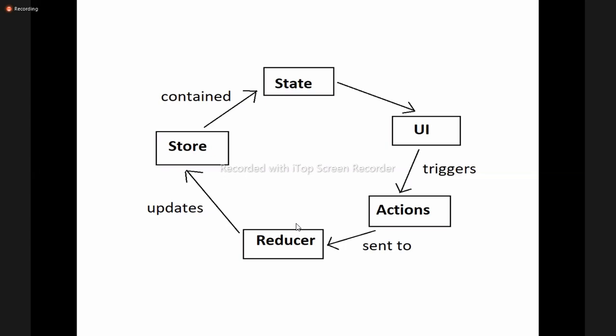That means we have state. From UI, user interface, we trigger the action. When we trigger the action, it will come to reducer. Reducer is your controller. It identifies the changes and updates the changes into the store. This store is kept into the state. That means it will store the data and make the data available to your UI. Any component can access the data.